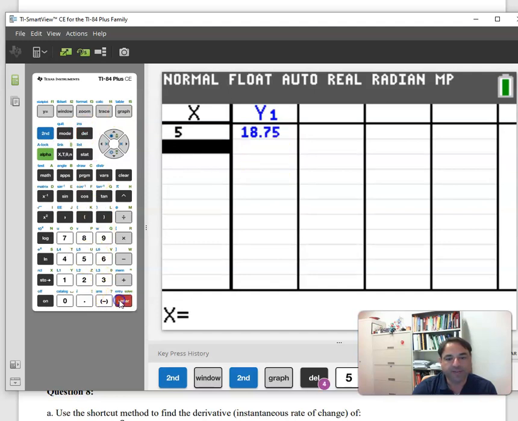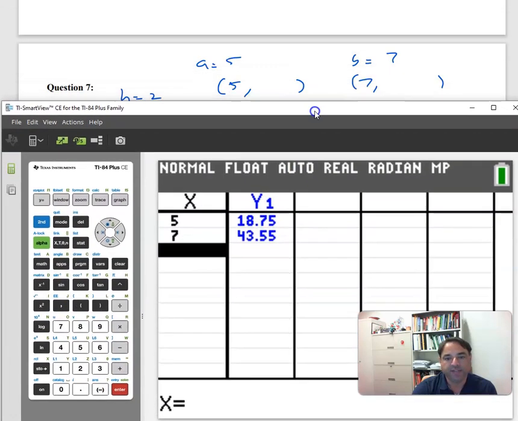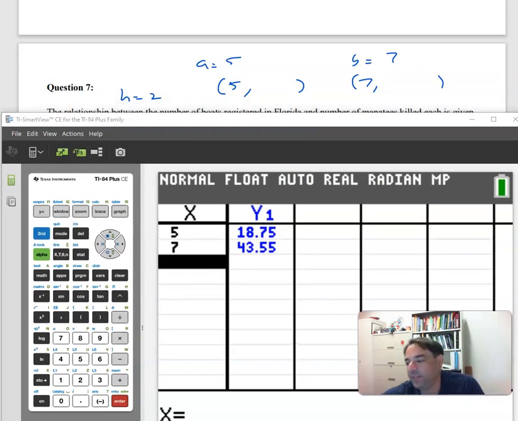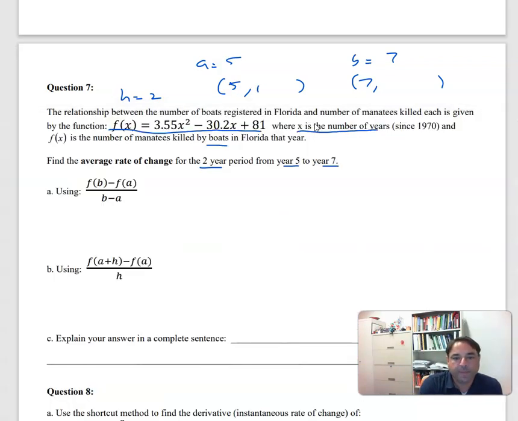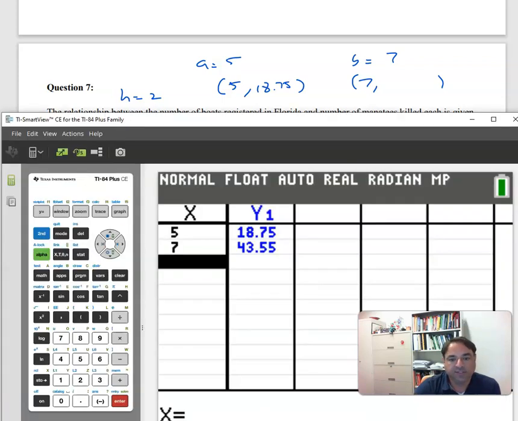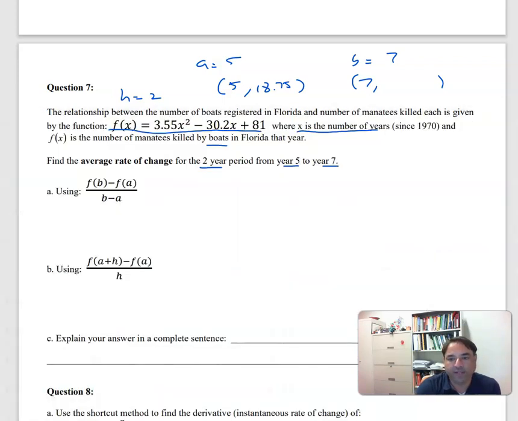If you plug in 5 and 7, you get those results. So 5 gives you 18.75, and 7 gives you 43.55. So now we have our points just like last time.